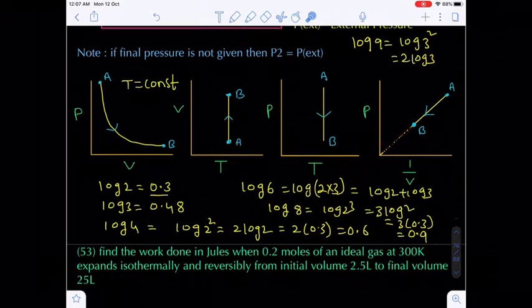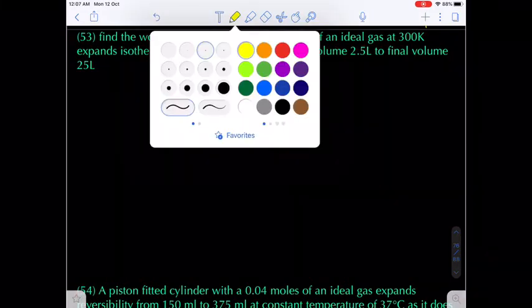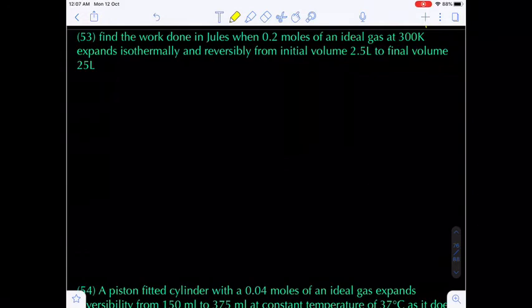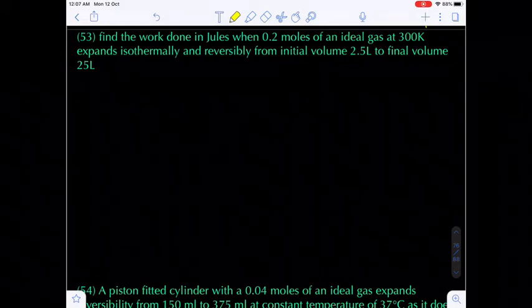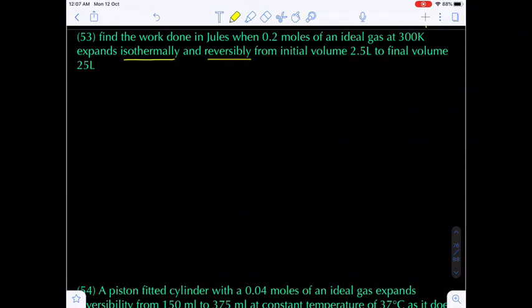origin. Now there are some numericals regarding the isothermal, reversible and irreversible process. Question number 53, find the work done in joules when 0.2 moles of an ideal gas at 300 Kelvin expands isothermally and reversibly. So in the question it is mentioned isothermal and reversible process.